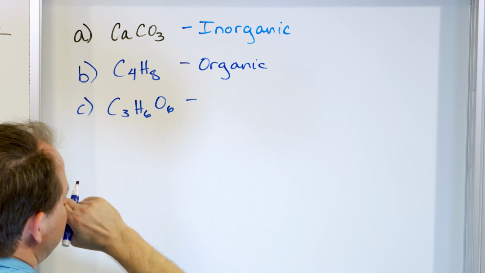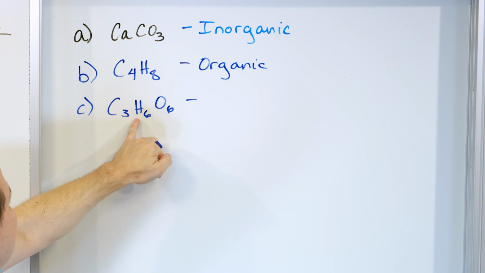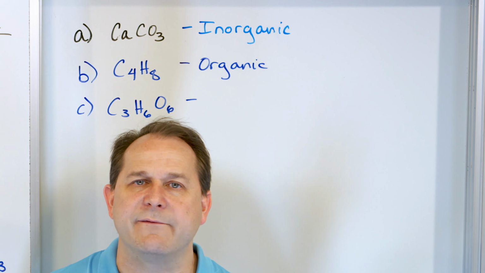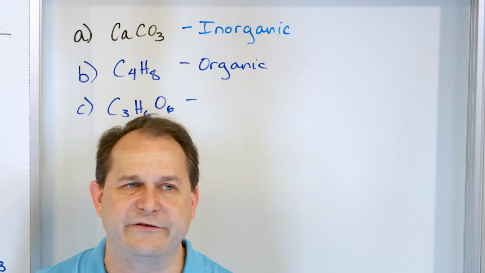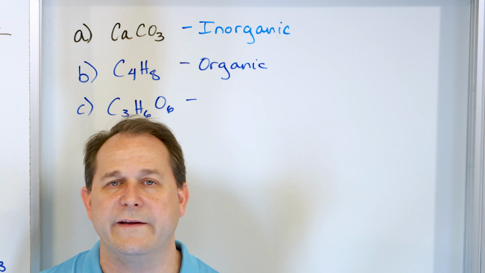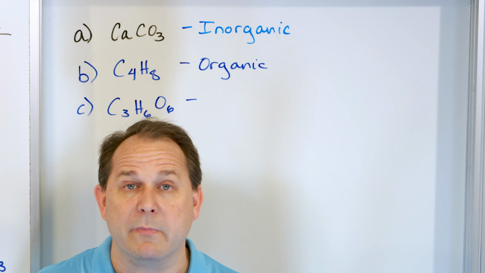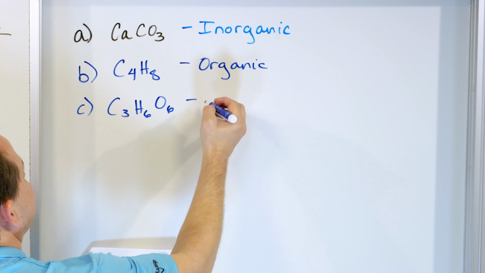C3H6O6. Organic or not? Well, it's got carbon, it's got hydrogen, so that part's good. It also has oxygen. It's perfectly fine to have oxygens in organic molecules. We saw it in some of the molecules on the computer screen there. So you can have oxygen in your molecules, but you must have carbon and you must have hydrogen. And so that's what we have, so this is organic.